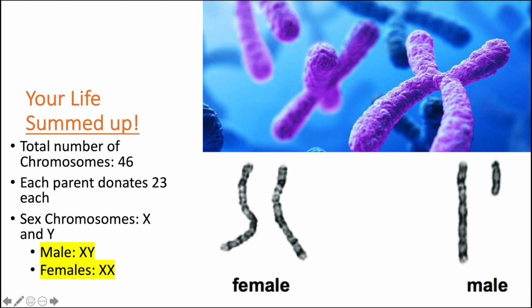The 23rd pair is going to be our sex determining chromosomes. Males have an XY, where females have an XX. As you can see, this Y chromosome is significantly smaller than the X chromosome. But this Y chromosome is very, very important in differentiating between a male and a female, because this Y chromosome is loaded with testosterone, which helps develop a child into a young boy.